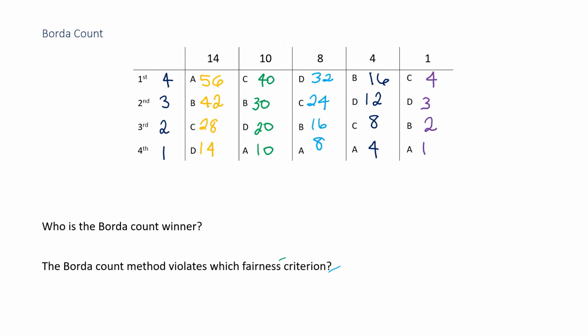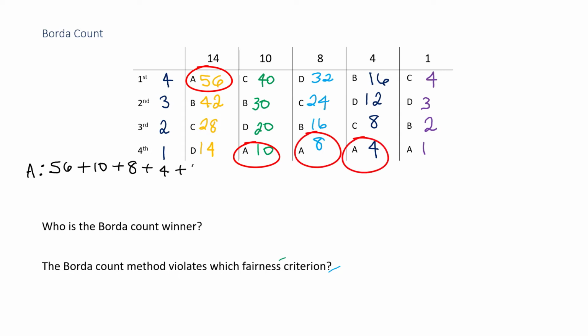So what do we do with this? We add up all the points A got. So if we tally up A, A got 56 on the first ballot, 10 on the second, 8 on the third, 4 on the next one, and 1 on the last one. 56 plus 10 plus 8 plus 4 plus 1 is 79.